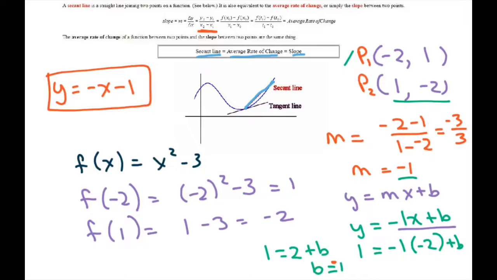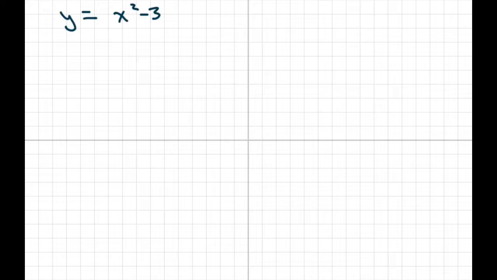All right. And we have these 2 points. So we're going to graph the secant line and the graph of f of x. So -2, 1, 1. All right. So I'm trying to memorize this. We have -2, 1, and 1, -2. And this graph right here is just the vertical shift down by 3.